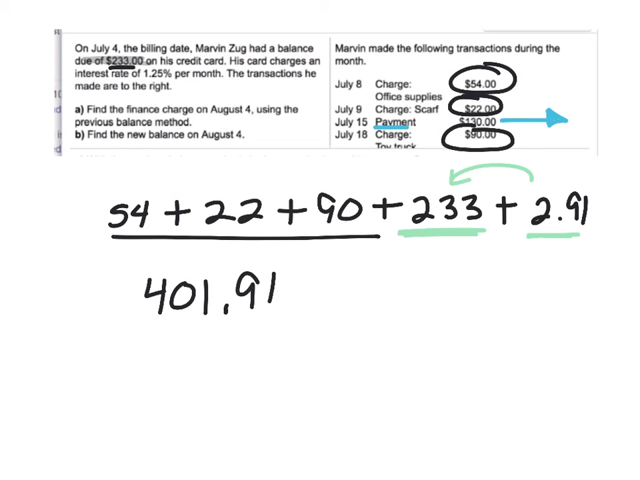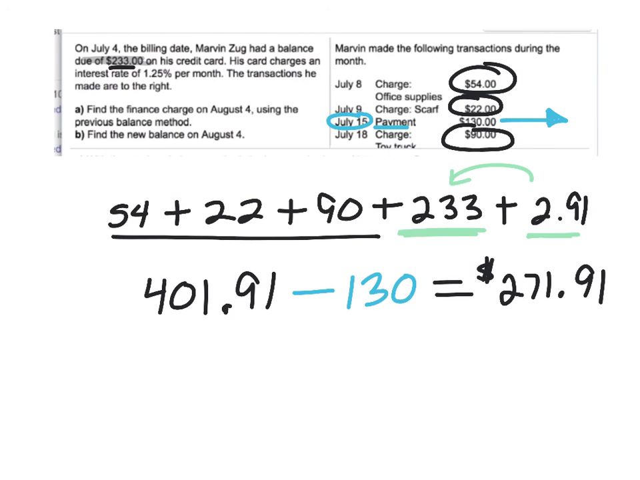$401.91. Now, it does show us on his statement that on July the 15th, he also made a payment for $130. So out of that money that we owe, we are going to take away $130 because he paid the credit card company $130. So that now his updated balance, in other words, what he owes the credit card company currently, his new balance on August the 4th is $271.91.